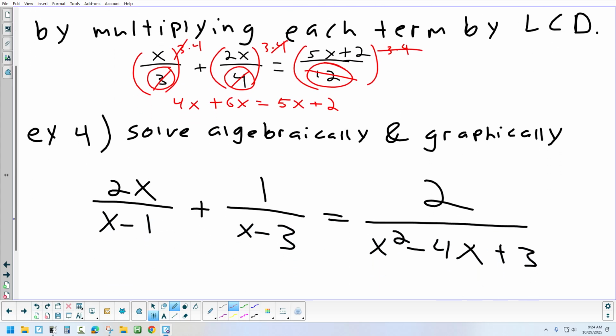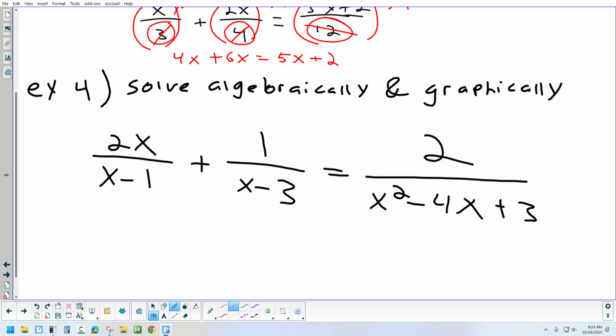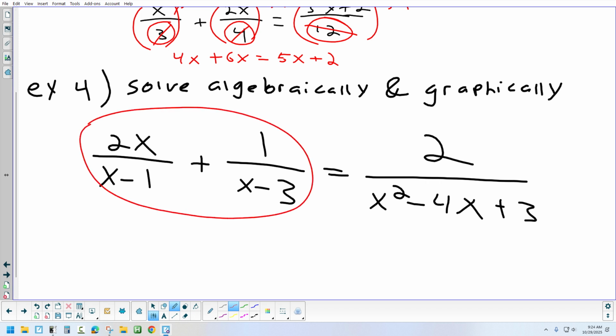Okay. So now, let's try the same approach on this one. We already did it graphically earlier. Graphically, we can do one again, but there's different ways you can do it. I would just put all of this in y1, and I would put this in y2, and then we'd be looking for what?